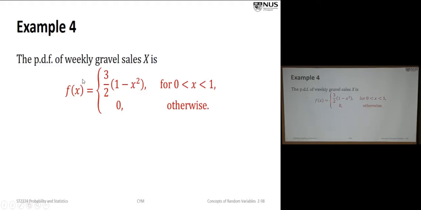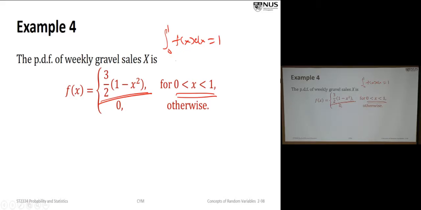Okay. So now we have this gravel sales, X, given by this PDF. Is this bigger than 0? It's only bigger than 0 when this is true. When X is 1.5 or X is 2, then this is not positive. But we are limited to X between 0 and 1. And make sure that when you integrate from 0 to 1, or from minus infinity to infinity, f of x dx is equal to 1.